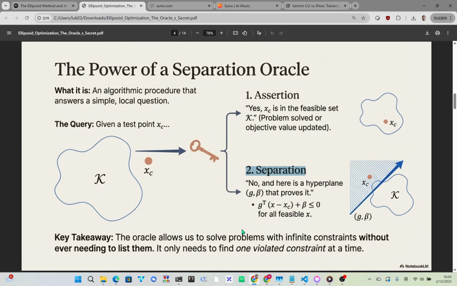This is where my mind was blown, because the oracle's brilliance is that it lets us solve problems that have potentially infinite constraints. An infinite number of rules that define the boundary of the feasible set, and you never ever have to list them.